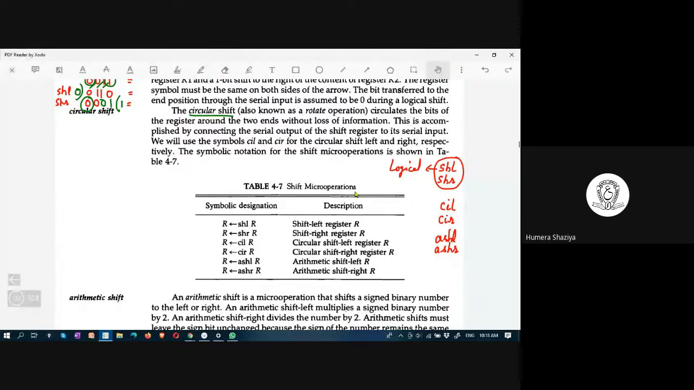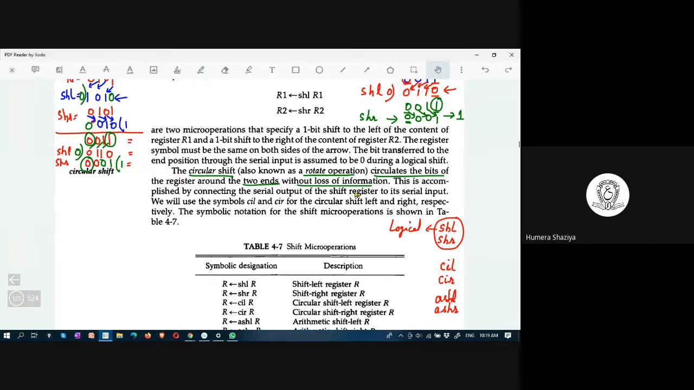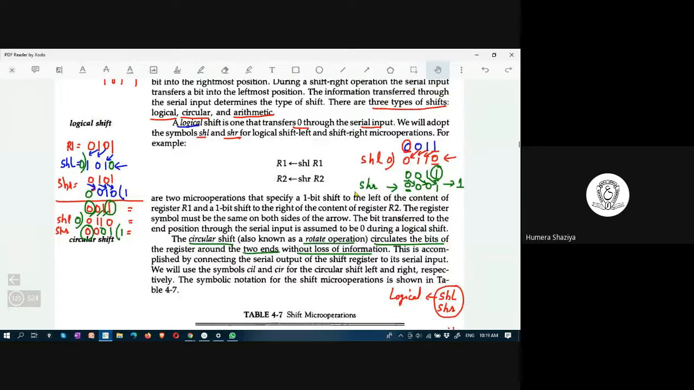Circular shift is also known as rotate operation. Why is it known as rotate operation? Because the bits are circulated around the two ends without loss of information. You see, in logical shift left and logical shift right, there is a loss of information.